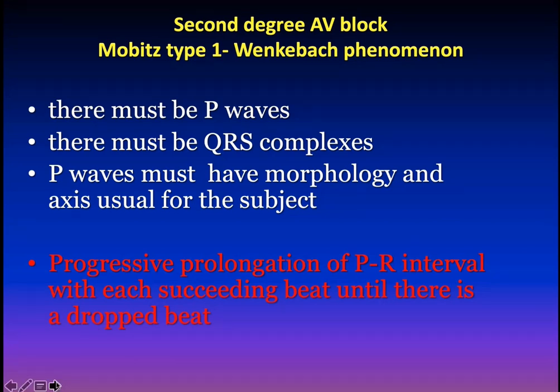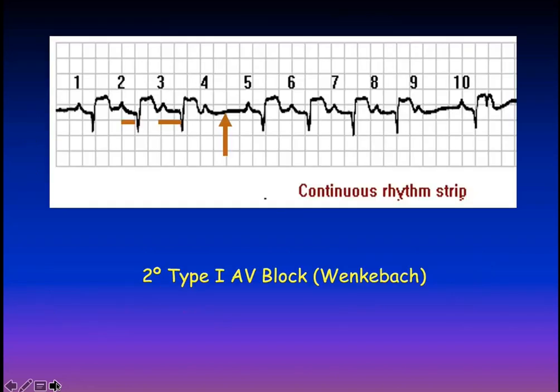So for the second degree AV block type 1, or the Wenckebach phenomenon, you will see here the PR interval is 0.24, and this one is 0.28. Then there is a dropped beat. So you will notice that the PR interval is prolonging, and the key here is the dropped beat.